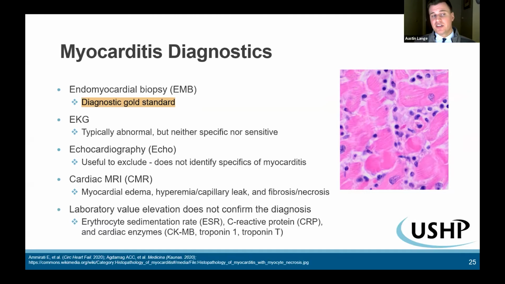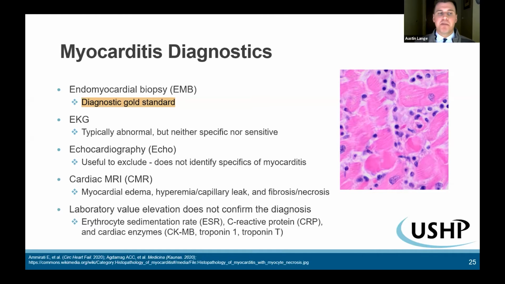Whereas other methods here, like EKG, typically might be abnormal, but it's not specific or sensitive enough to say that the patient has myocarditis. Echocardiography, or an echo, is useful to exclude myocarditis, but it does not identify specifics of myocarditis. So if we don't see the inflammation that's associated, we might rule it out. But seeing inflammation does not specifically say that person has myocarditis.